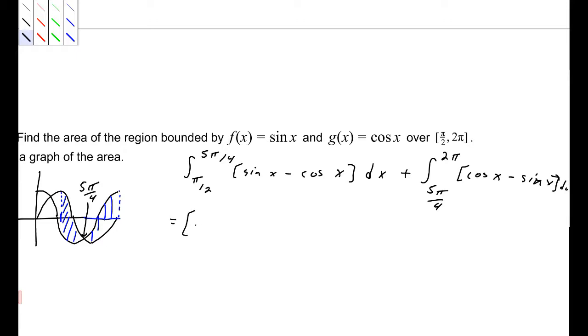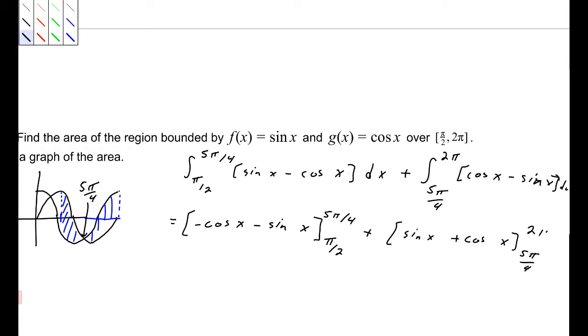So this is negative cosine x minus sine x, pi over 2 to 5 pi over 4, sine x plus cosine x, evaluated from 5 pi over 4 to 2 pi. Okay, so we get square root of 2 plus 1, 1 plus square root of 2, which, that's great, those are the same. So our area is 2 plus 2 square roots of 2 units squared.